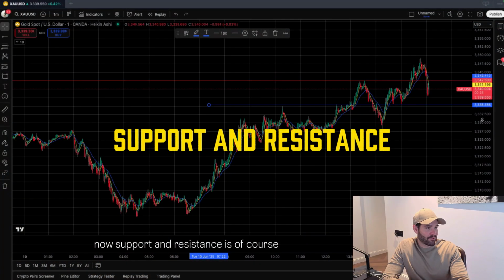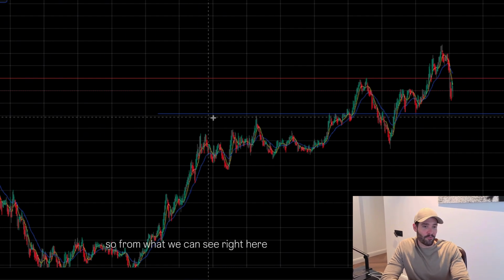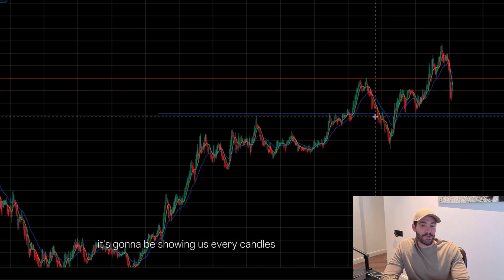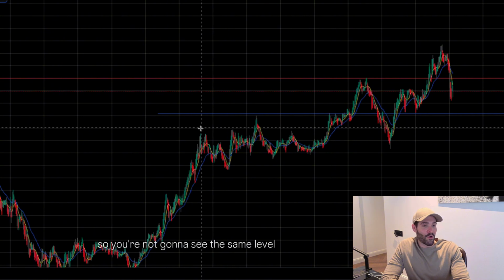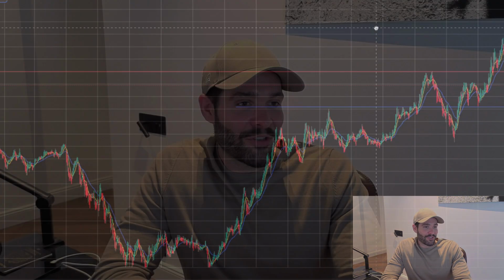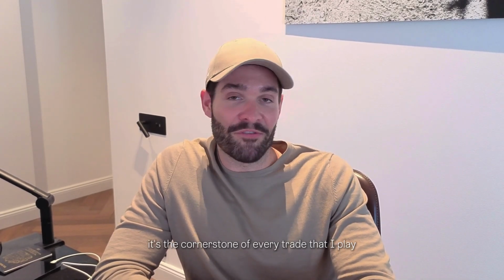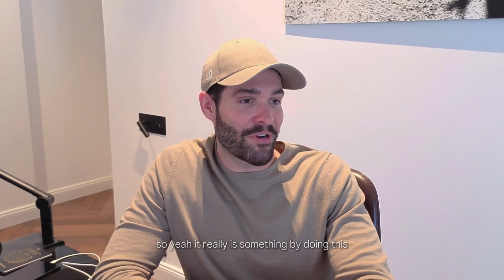Now, support and resistance is of course relative to the time frame that you're on. So from what we can see right here, we've got all these touch points, but when we zoom out to a bigger chart, it's going to be showing us every candle as like a monthly or a daily, something like that. So you're not going to see the same level. So that's why it's super, super important. Support and resistance is the main fundamental. It's the cornerstone of every trade that I place. So yeah, it really is something.